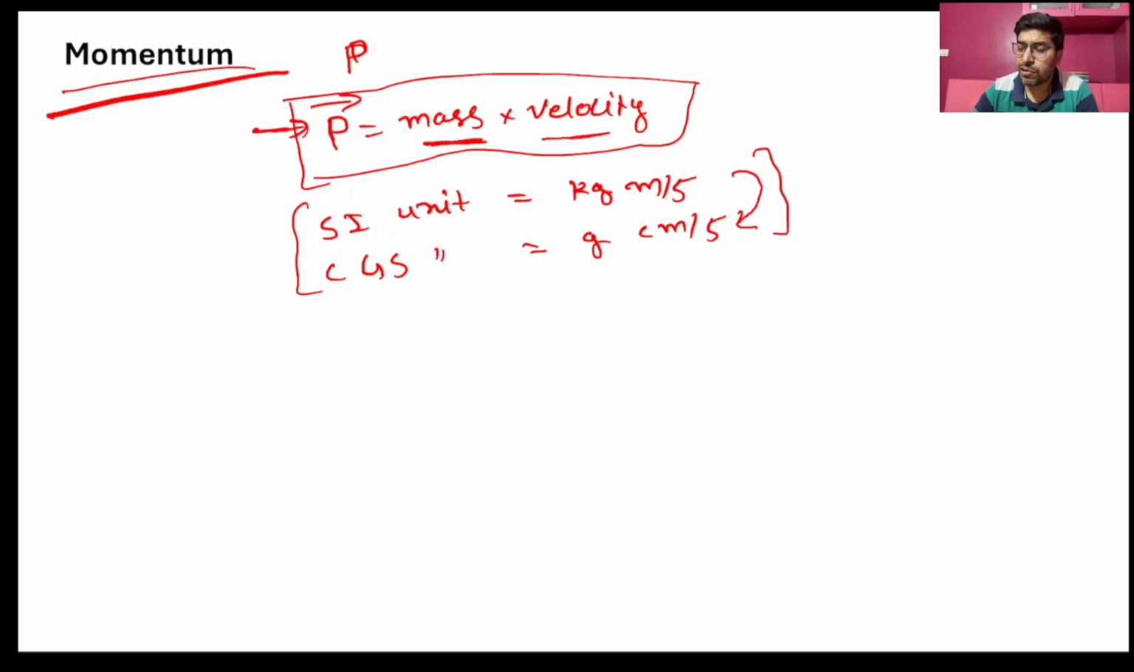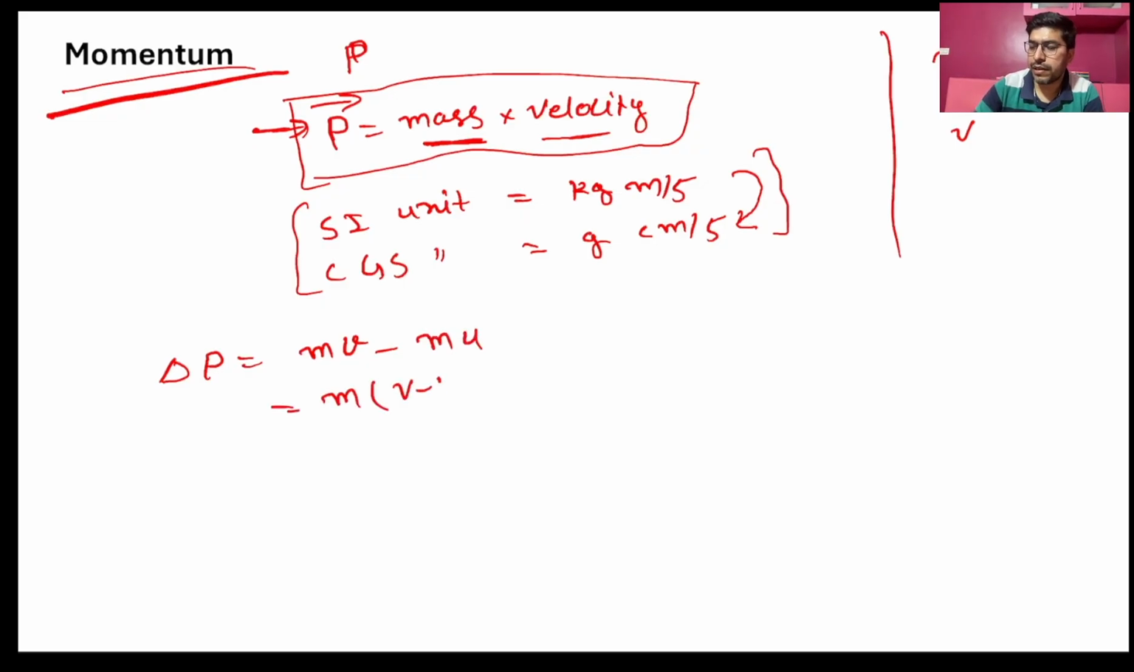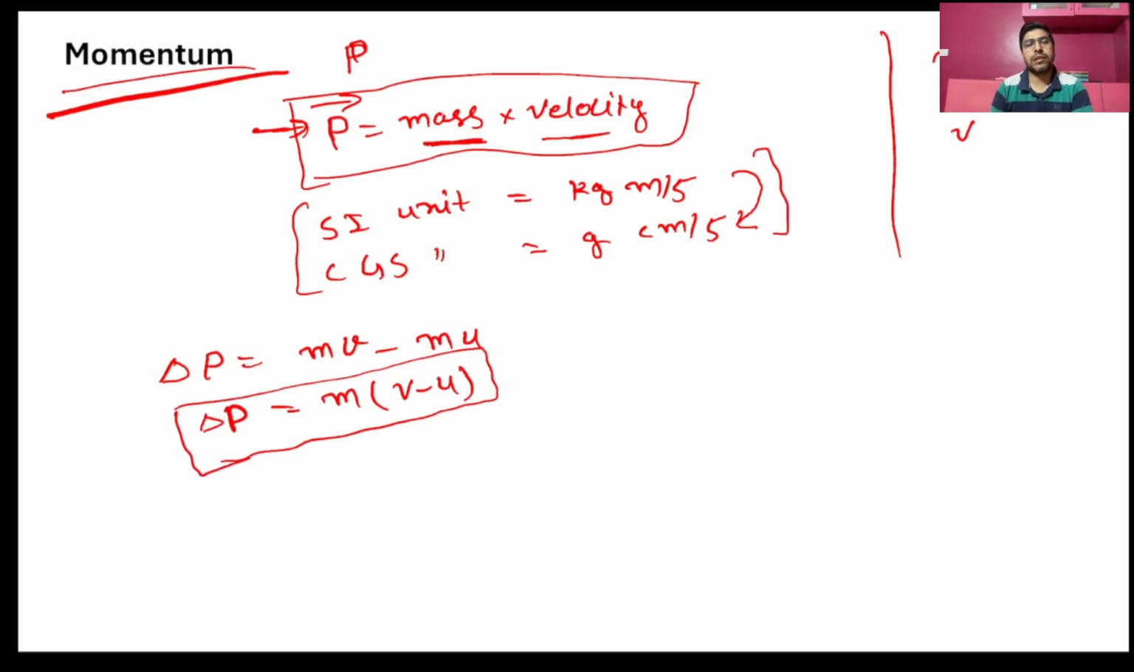Now change in momentum also we have to understand. So what is change in momentum? It's represented by delta P. So suppose mass of object is m, initial velocity is u, final velocity is v. So change in momentum is final momentum minus initial momentum. So we can write m(v minus u). This will be the change in momentum. Change in momentum is also very important for Newton's second law. That's why we discuss change in momentum here.